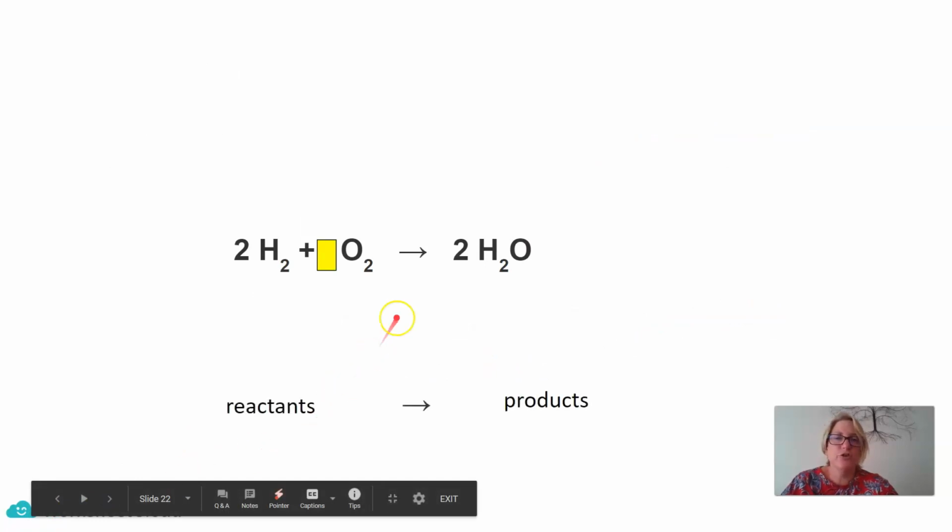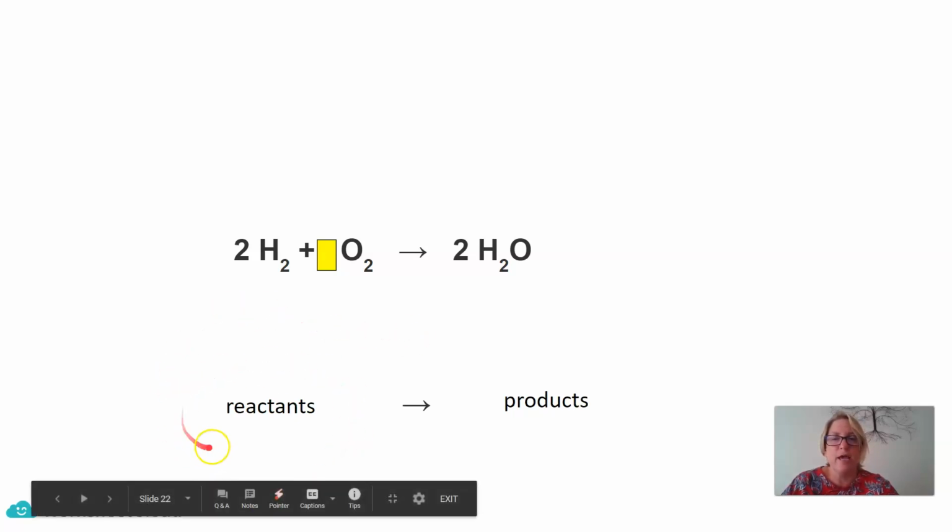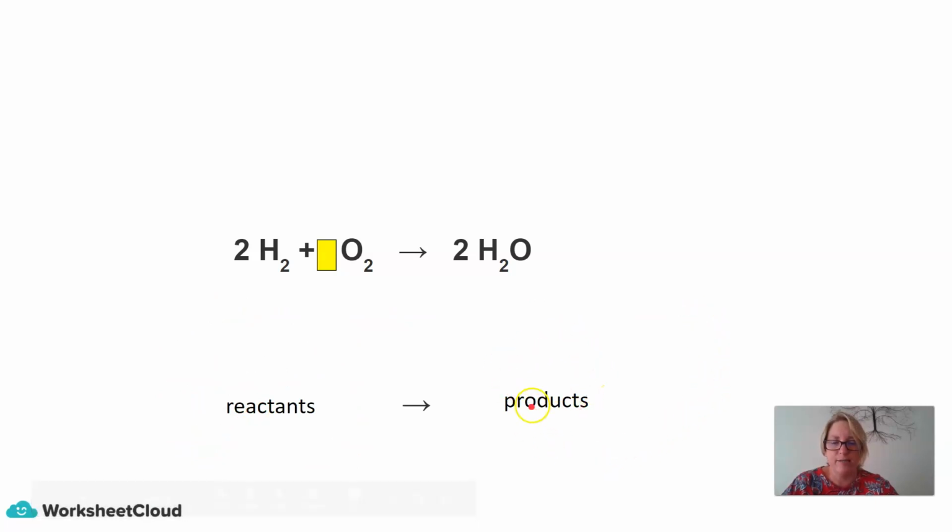So the first thing to remember is in a chemical reaction equation, we look for the arrow. The arrow is an indication that we have had a chemical reaction. Then, in a chemical reaction, everything to the left of the arrow is known as your reactants, and everything to the right of the arrow is known as your products.